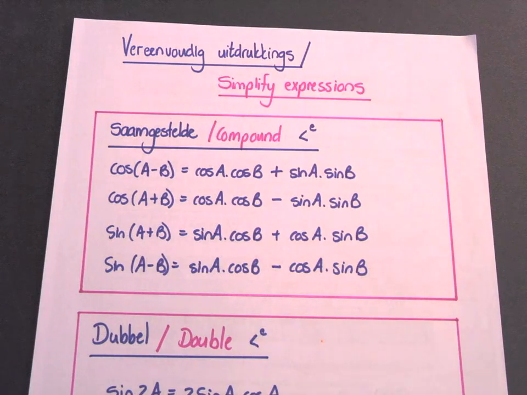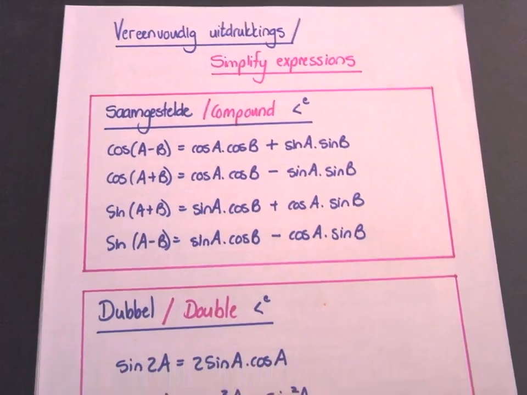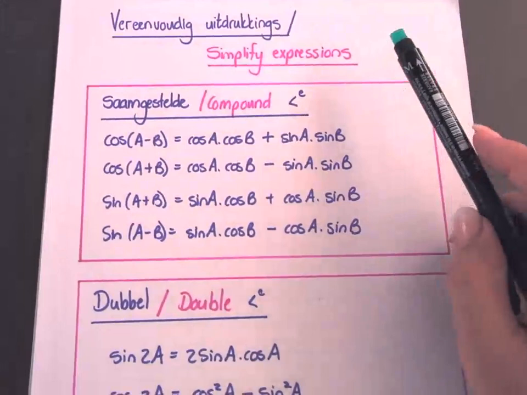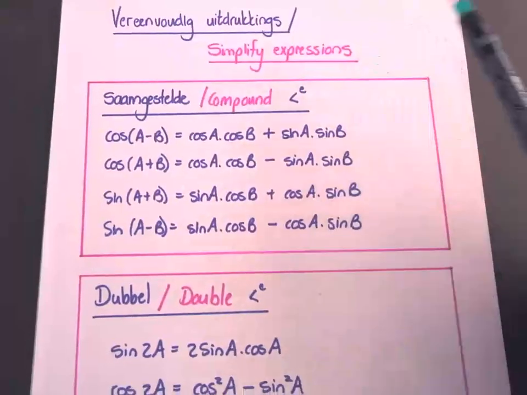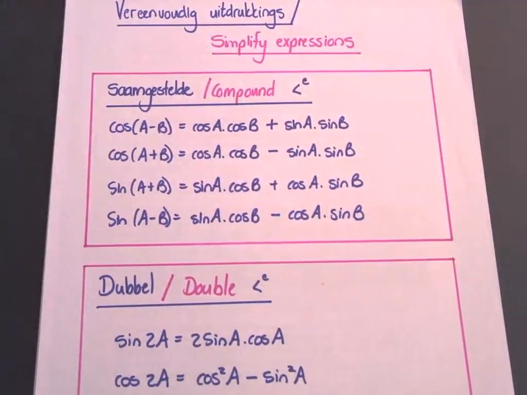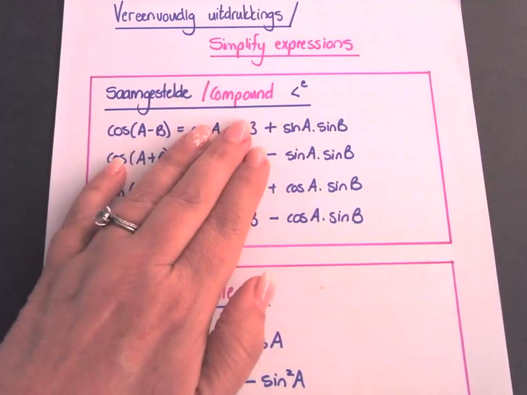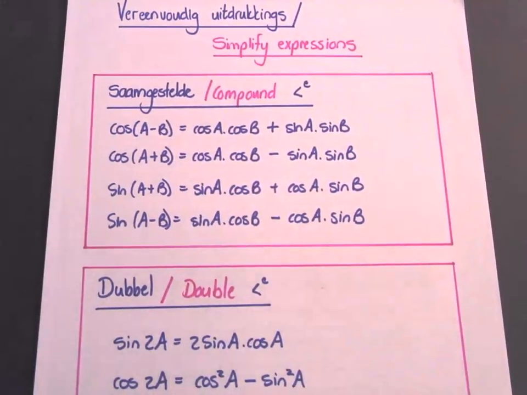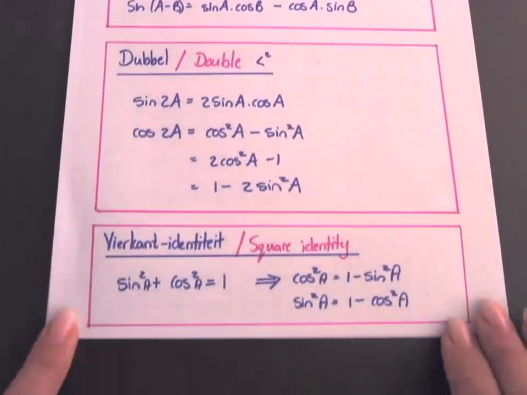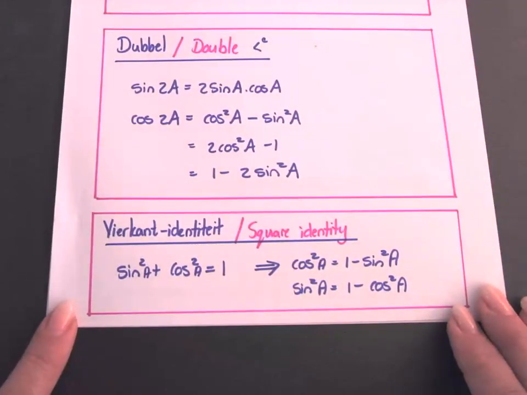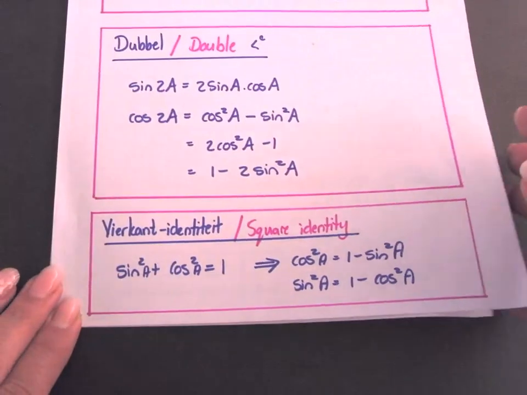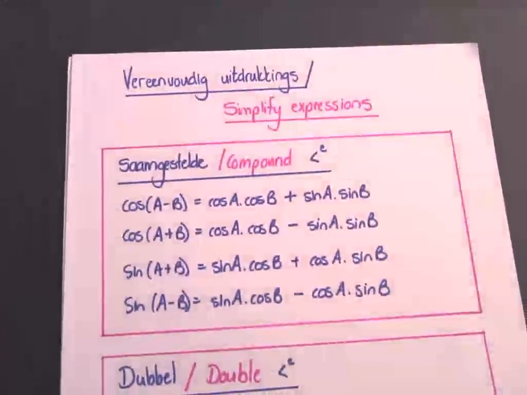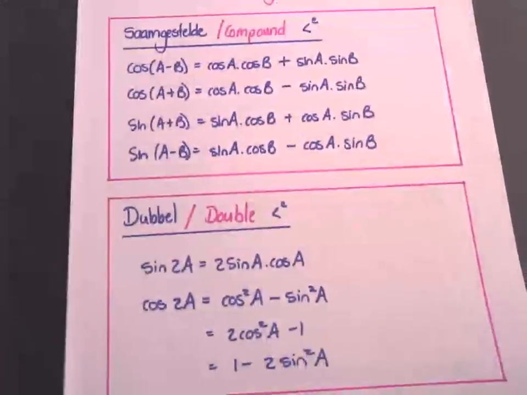Today's lesson is about simplifying expressions and keeping my models. And you're going to need compound angles and double angles and the square identity. So all of these formulas you must know for today's lesson.